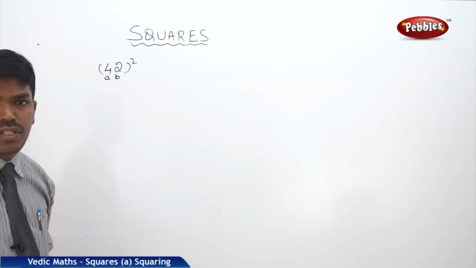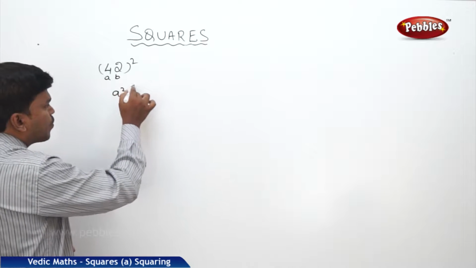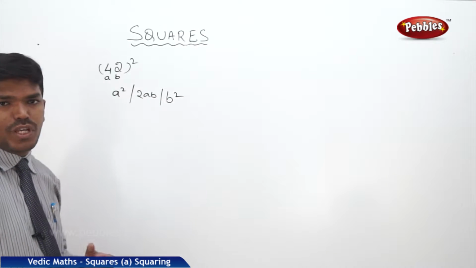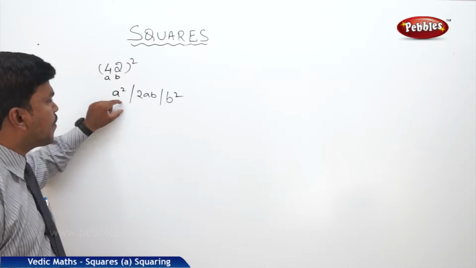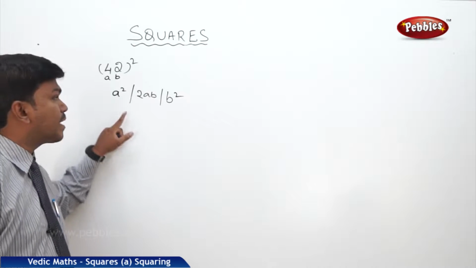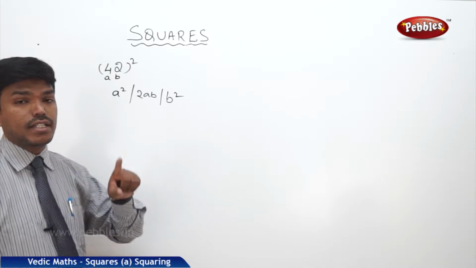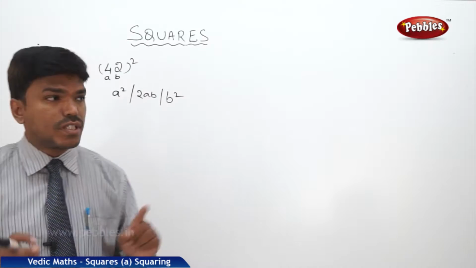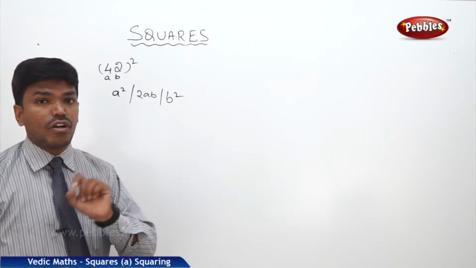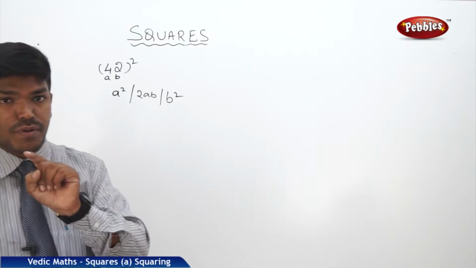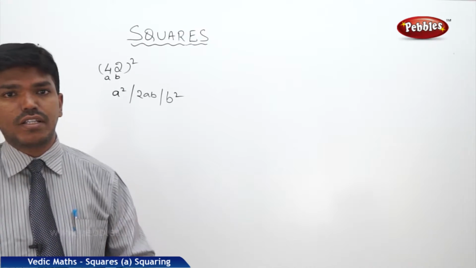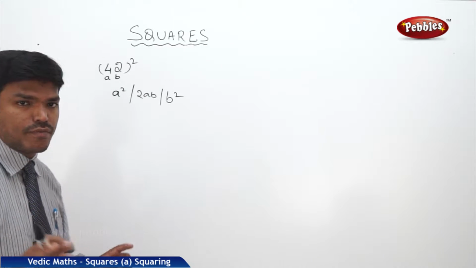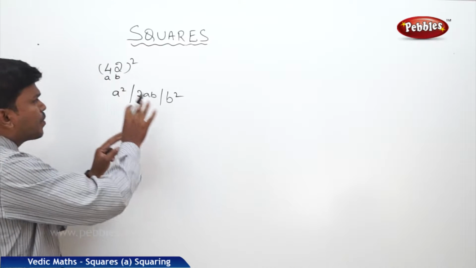And the formula to find this square is A square, 2AB, B square, with balancing lines in between. Remember, this is not plus. We already discussed the balancing technique in the previous classes. These are balancing lines, not addition symbols. If you add the numbers, you won't get the answer correctly. So please be careful.